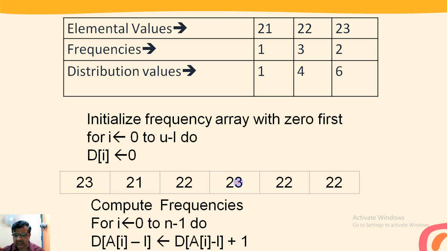So this will get another 1. So again as 23 there will be 2. Again as 22 here it will be 2 and here it will become 3. So the frequency array is generated.